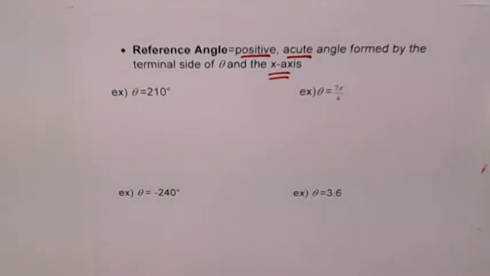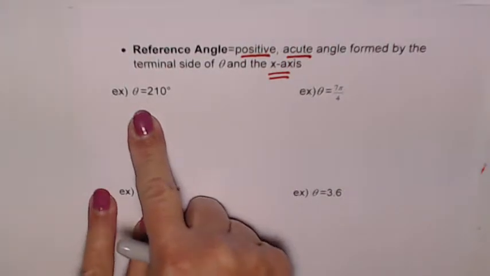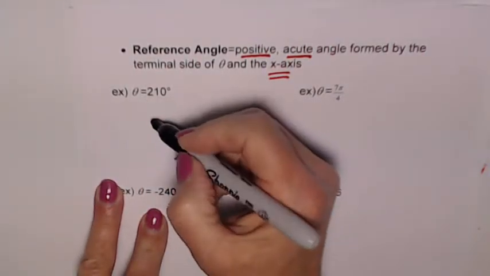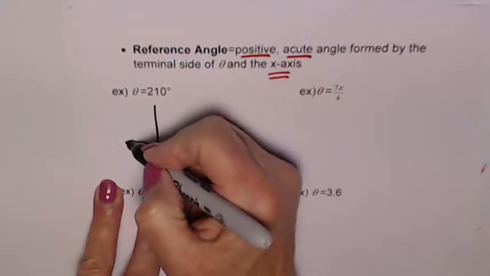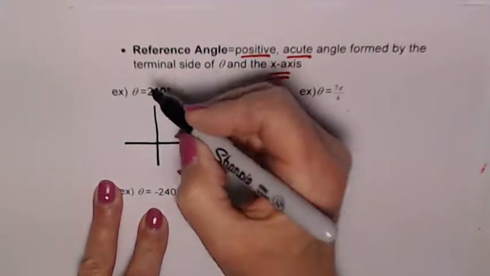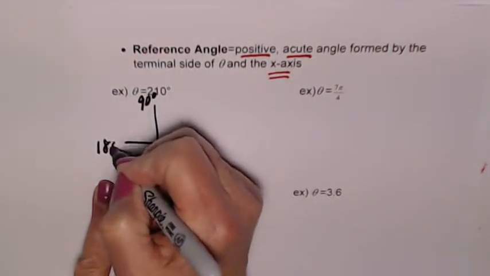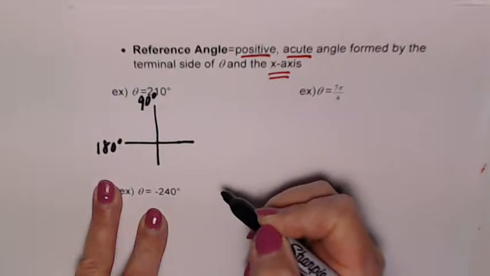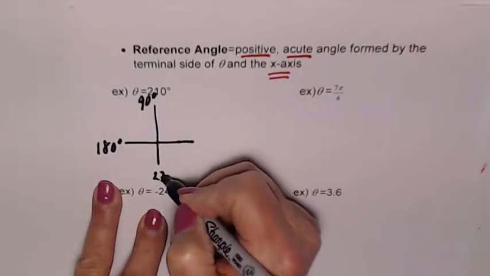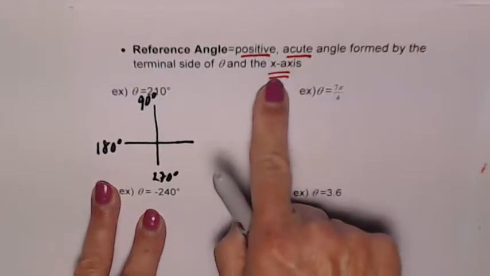x-axis. So let's take a look at this first example here where we're given the angle theta is 210 degrees. So as you know, I like to visualize and see what this angle is looking like. So we have our 90 degrees here, we have our 180 degrees here, and then down here we have 270. Now let me come back here.